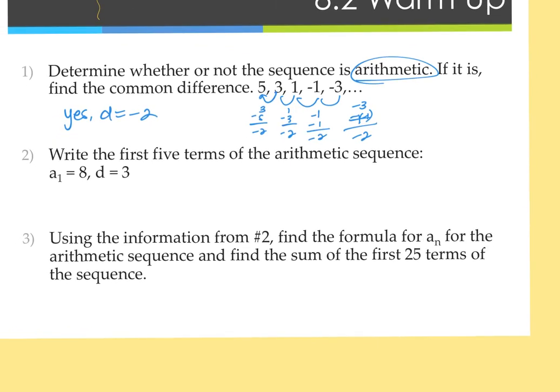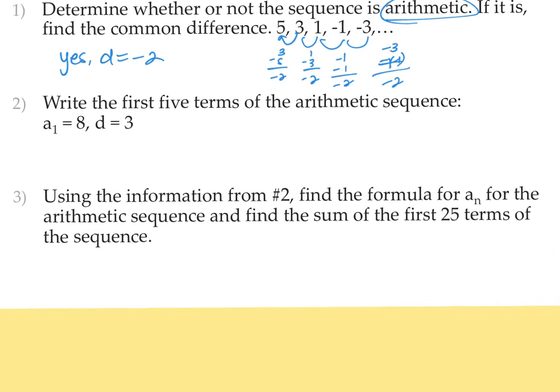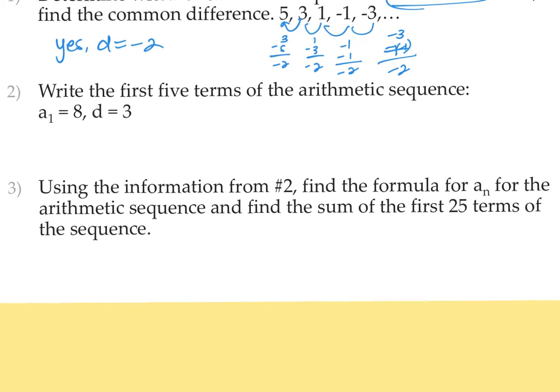Two, write the first 5 terms of the arithmetic sequence. So it's giving me a1 and d. You have 2 choices here. Find the nth term equation. If it said find the nth term, then I would have to set up my equation. a sub n would equal 8 plus 3 times n minus 1. 8 plus 3n minus 3, so 5 plus 3n. That's if it asks for the formula. And then I could plug in 1, 2, 3, 4, 5 to get my 5 terms.